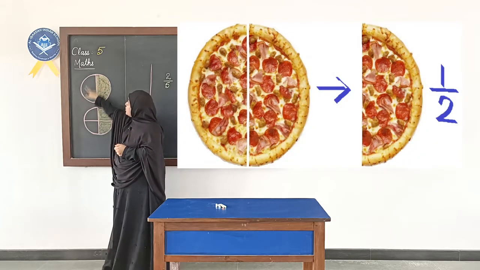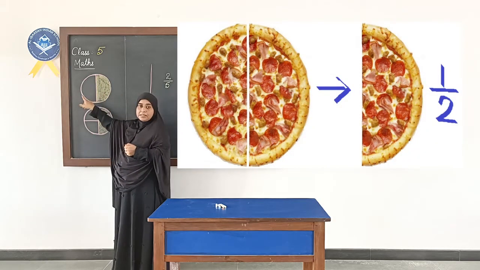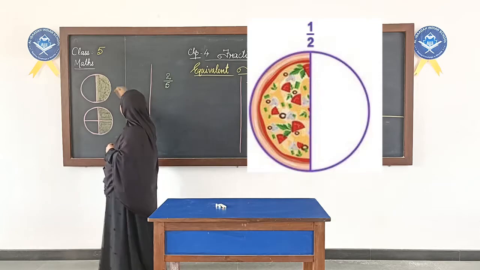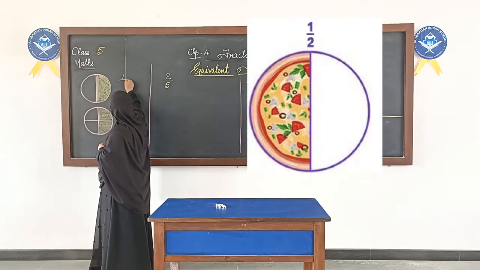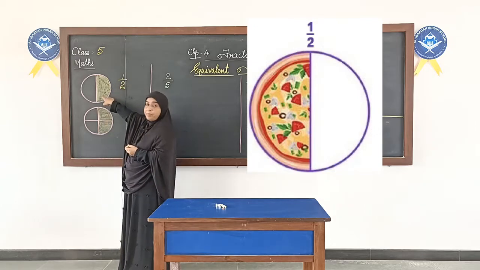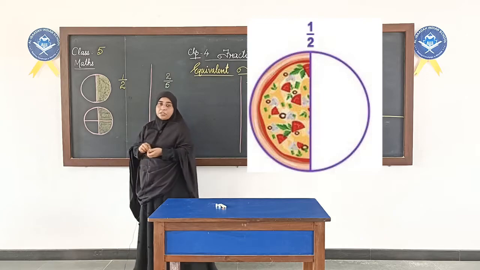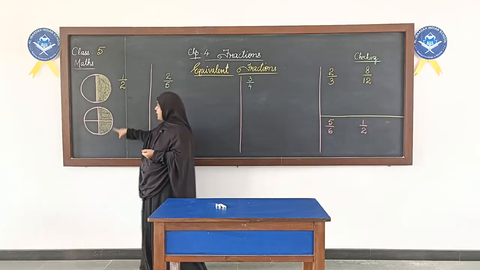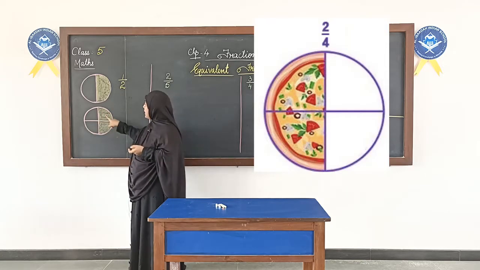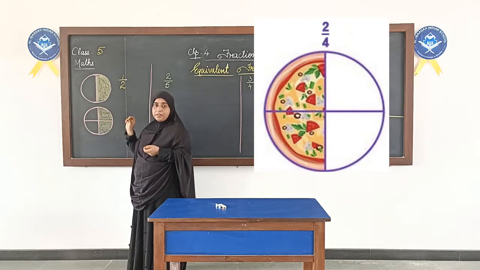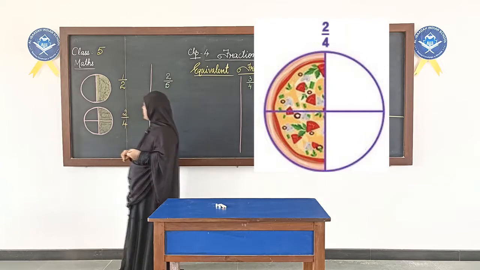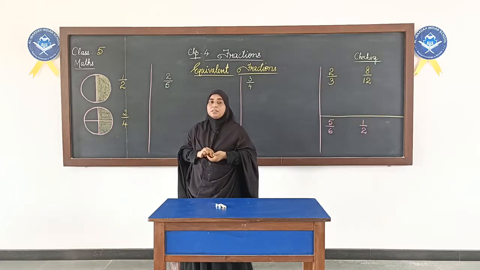Now, in the first one you can see I have made two parts and I have shaded one part of it. So what will be the fraction for this figure? It will be 1 by 2. Total number of parts made are 2 and the number of parts selected are 1. So the fraction will be 1 by 2. In the second one I have made 4 parts, and out of 4 parts how many parts are selected or shaded? 2. So the fraction will be 2 by 4. The numerator will be 2 and the denominator is 4.